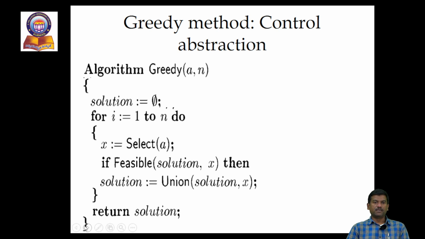Initially, we consider that there are no items added to the solution. For i equals 1 to n do, that is, from the first item onwards, x equals Select(A), that is, out of the array or list of items that are present, you pick a certain item and place it in the variable x. If Feasible(solution, x), the feasibility depends upon the kind of problem that is to be solved.